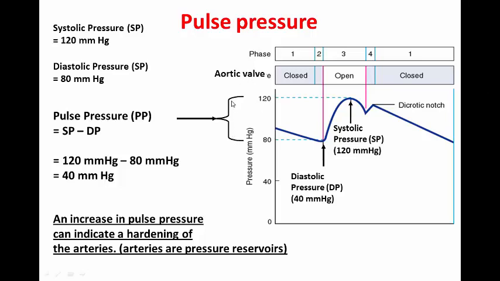So this pulsatile component, which is the difference between the maximum pressure and the minimum pressure, the difference between the systolic pressure and the diastolic pressure, is what we call the pulse pressure, which is normally 40 millimeters of mercury. An increase in the pulse pressure can indicate hardening of the arteries, because as we mentioned in the previous lectures, the arteries are considered as pressure reservoirs.